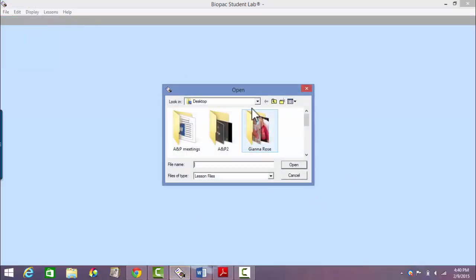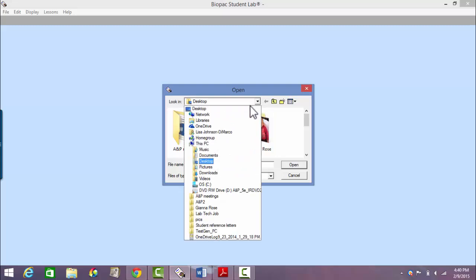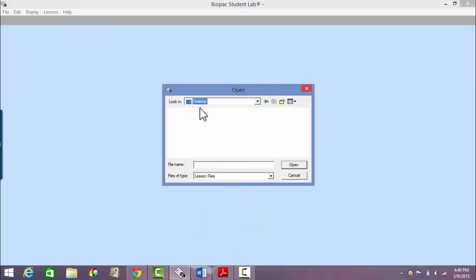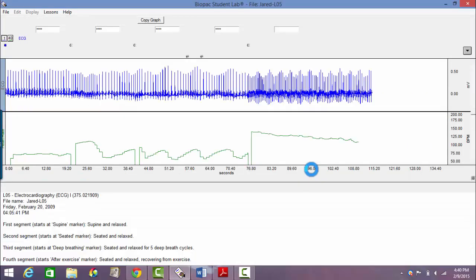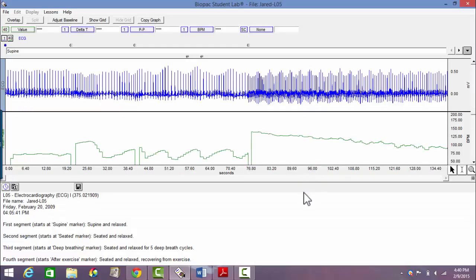this is what it looks like. And we need to open up a lesson to be able to do anything with our analysis. So I'm going to open up, I've got a test lesson here on my desktop right there. It's named Jared. And what you see is the entire run.